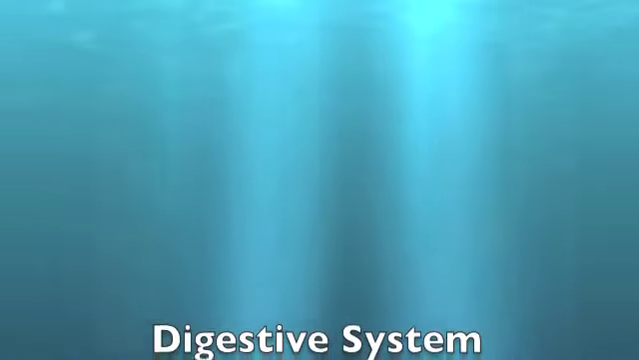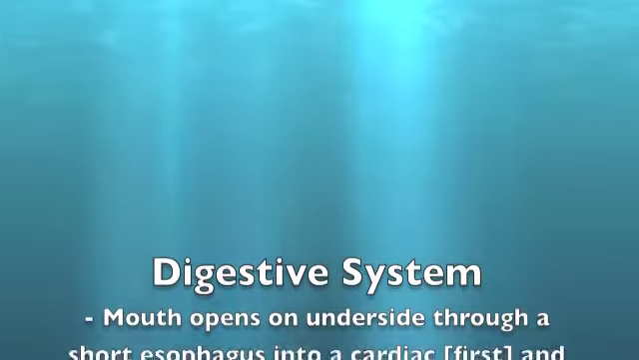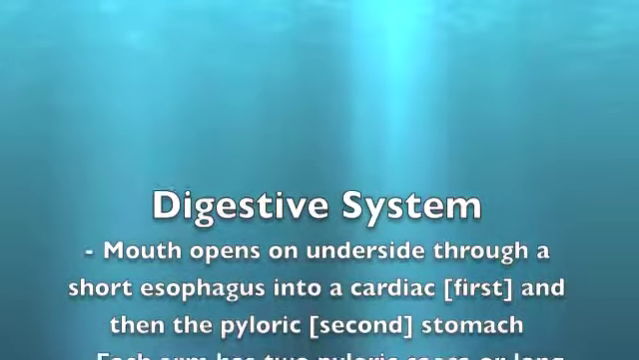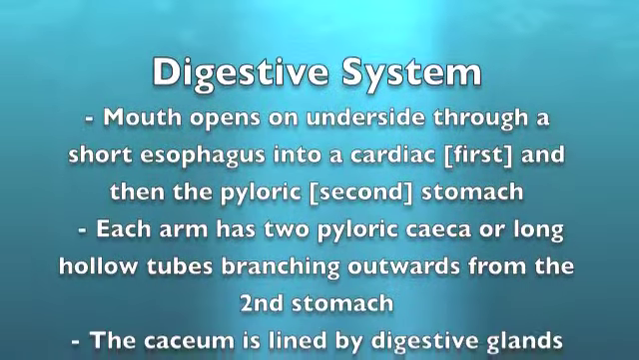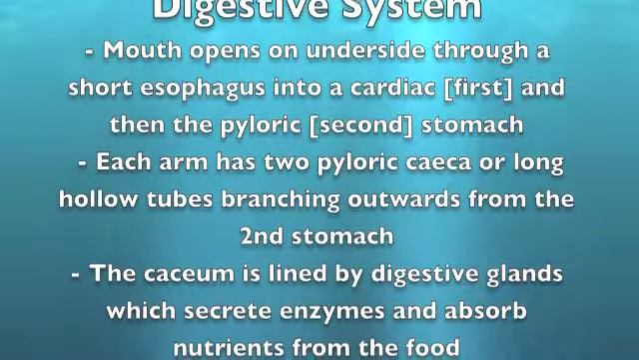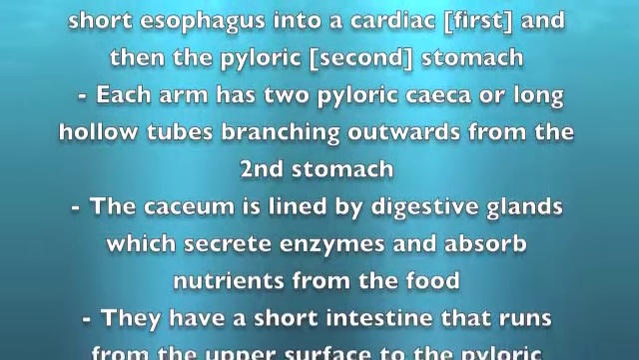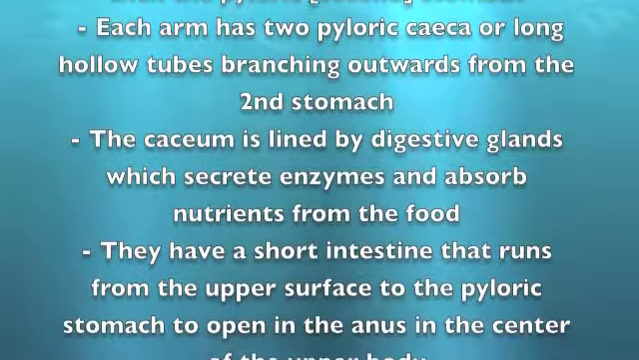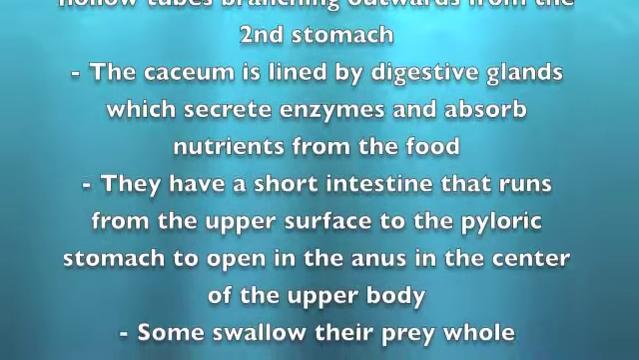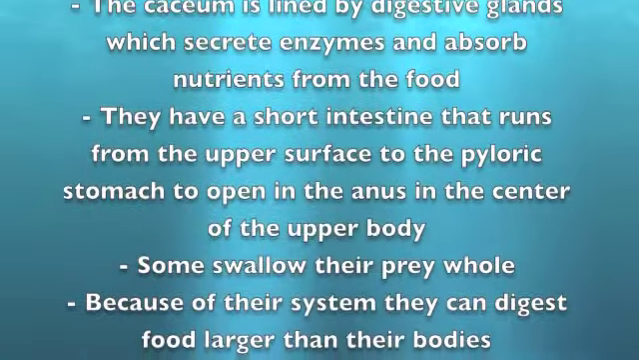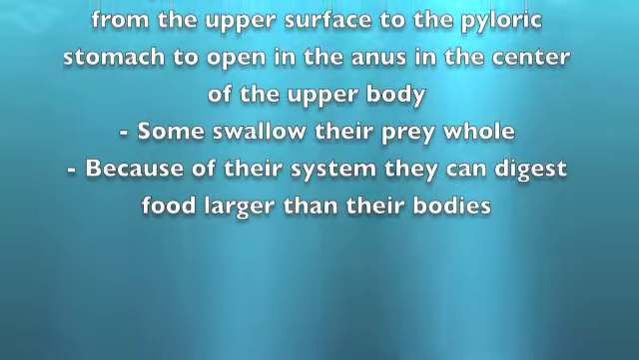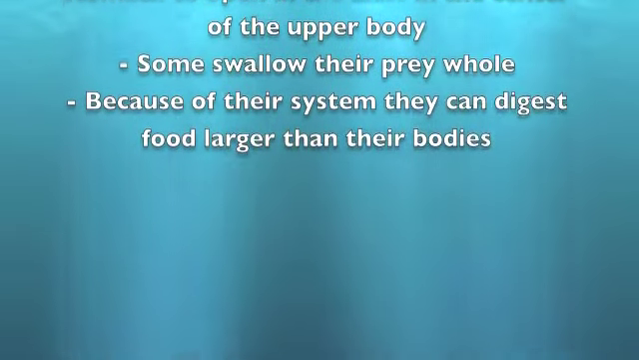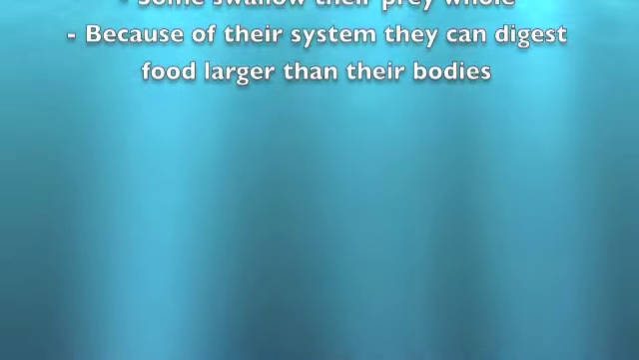Sea stars have a mouth on the underside, which opens through a short esophagus into a first cardiac stomach and a second pyloric stomach. Each arm has 2 pyloric caeca, long hollow tubes branching outwards from their second stomach. Their caeca are lined by digestive glands which secrete digestive enzymes and absorb nutrients from the food. They have a short intestine that runs from the upper surface of the pyloric stomach to open in the anus in the center of their upper body. Some swallow their prey whole, and because of their systems, they can digest food that's a lot larger than their bodies.